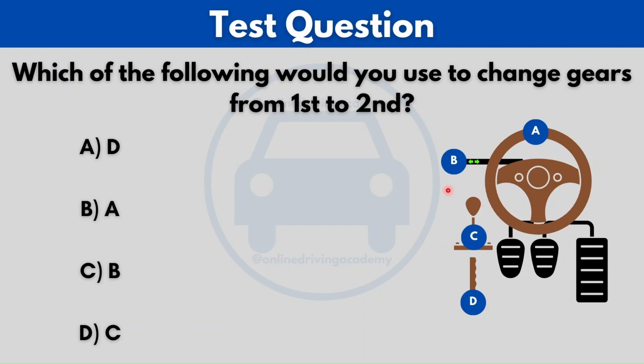Now automatically we can see that the gear lever is labeled as C. So our option would have to include the letter C. And we can see option D will have that letter. Therefore, the correct answer here would be option D.